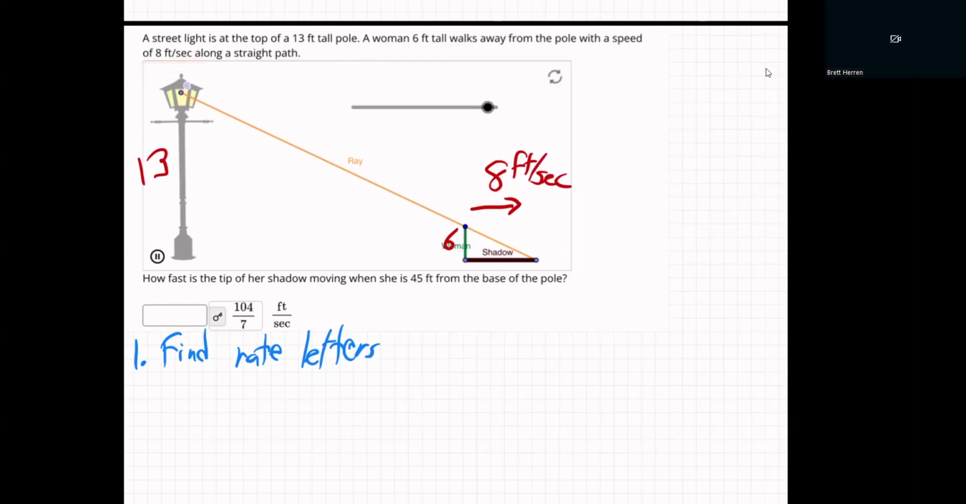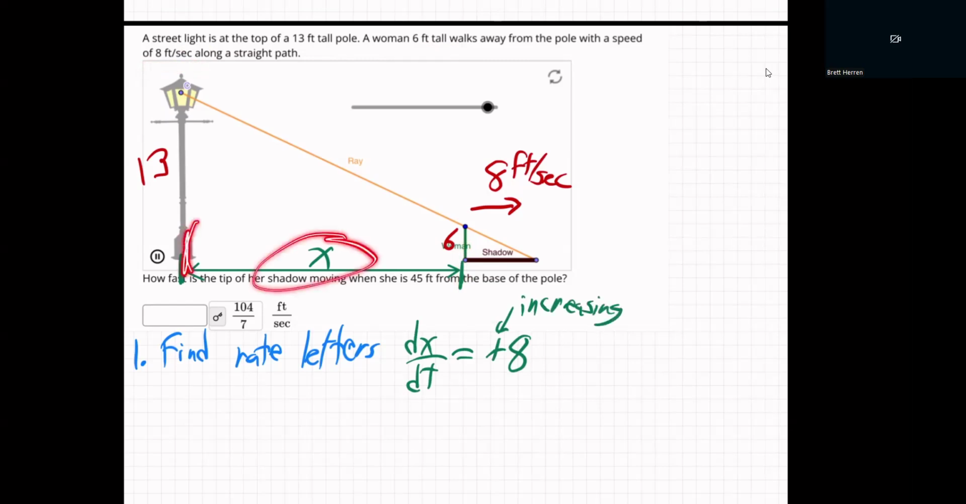Now, what is that speed? Well, if we call X the distance from the pole to the woman, how far the woman is from the pole, that is getting larger by 8 feet per second. It's increasing, right? X, the distance she is from the pole, is growing by 8 feet every second because she's going away from the light at 8 feet every second.